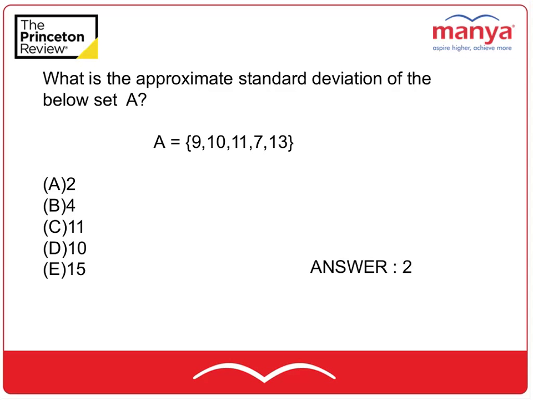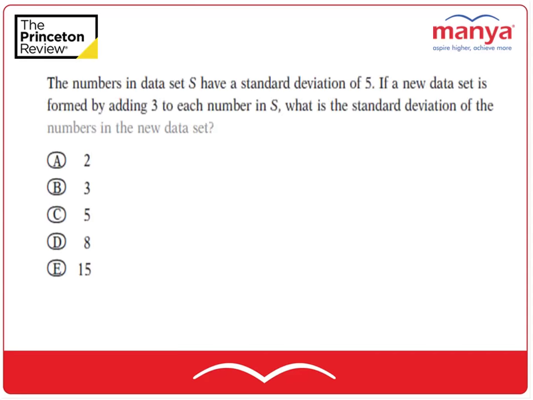Now moving on to the next one. Now the question involving the standard deviation. The numbers in the set S have a standard deviation of 5. If a new data set is formed by adding 3 to each number in set S, what is the standard deviation of the numbers in the new data set? So they have told us the standard deviation is 5 and they are going to add 3 to each number. So what will be the new standard deviation?